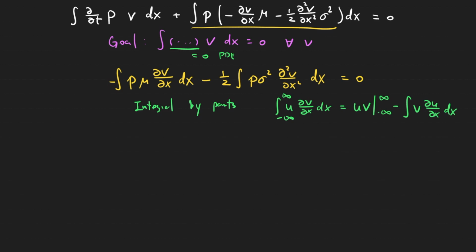Then we can just apply this integration by parts formula to our integral. So we'll have minus p times mu times v from negative infinity to positive infinity, plus the integral of v times partial p times mu partial x dx. For the second integral, we may need to apply it twice. So let's just do the two terms separately. Let me just label this a little bit.